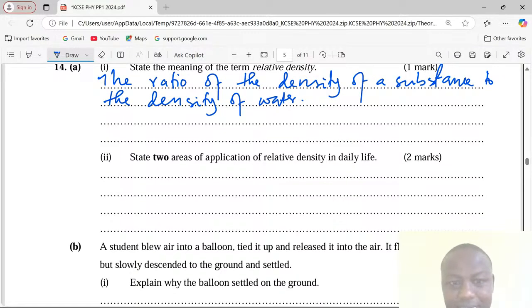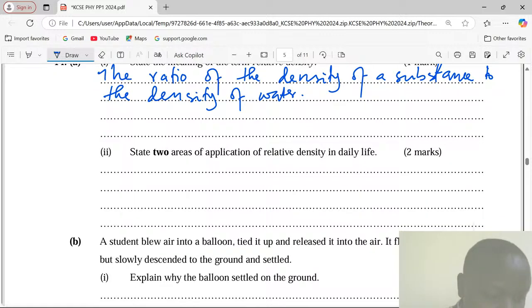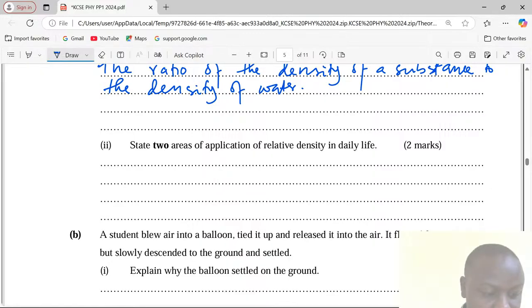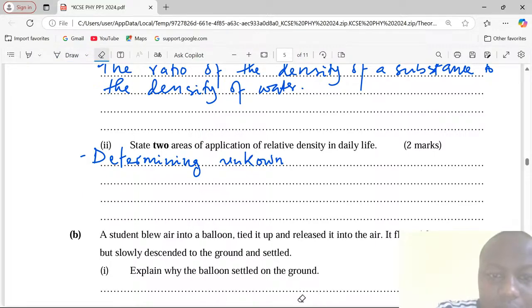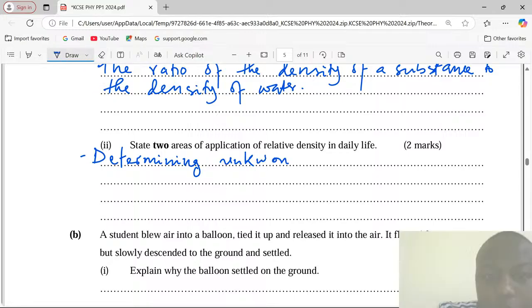State two areas of application of relative density in daily life. It is used to determine the density of unknown substances from the density of water. Determining unknown densities of substances.